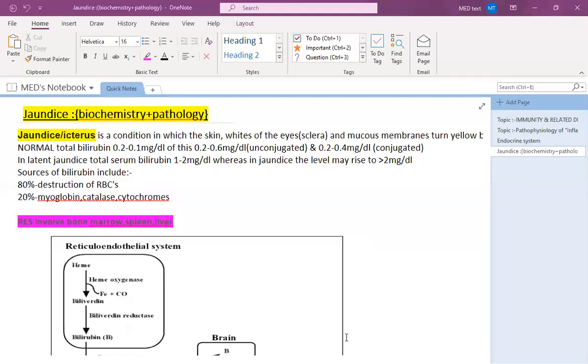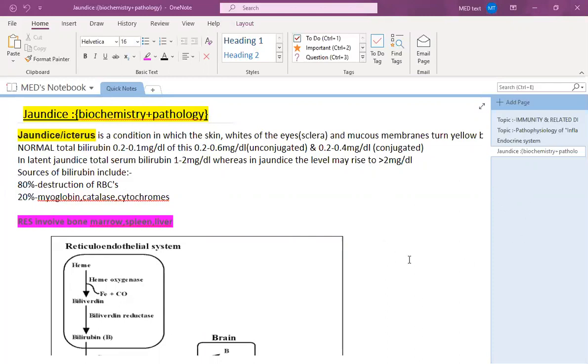And this condition is seen when the bilirubin content is increased to more than 2 milligrams per dl. So here you can see the normal values of total bilirubin. Total means what? Conjugated plus unconjugated. That is the total bilirubin. In normal, it ranges from 0.2 to 1.0. Of this range, 0.2 to 0.6 is the unconjugated, and 0.2 to 0.4 is the conjugated bilirubin.